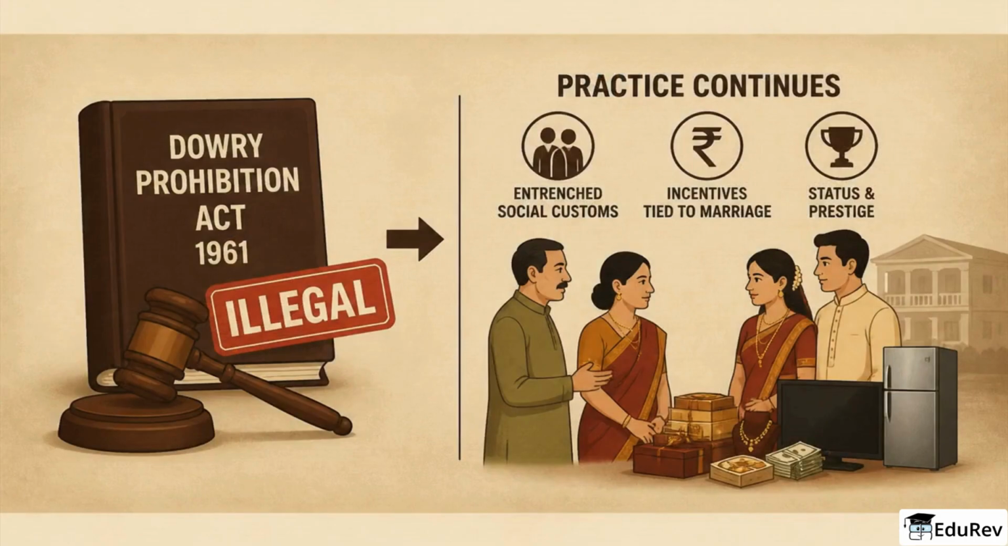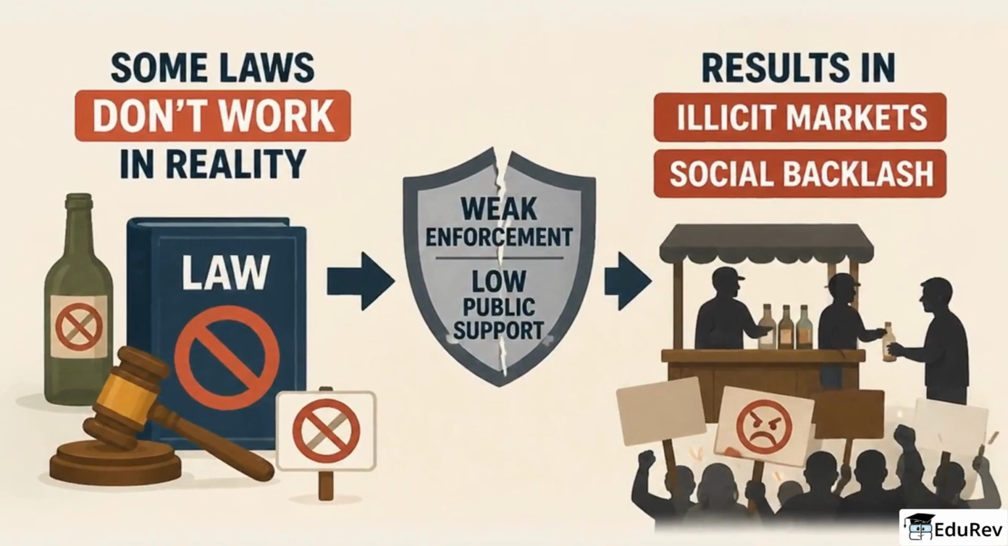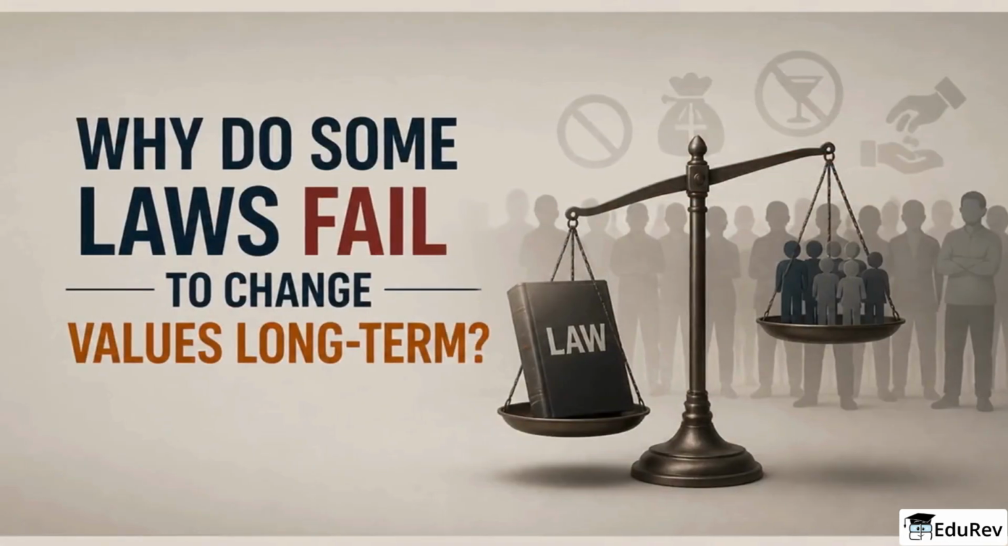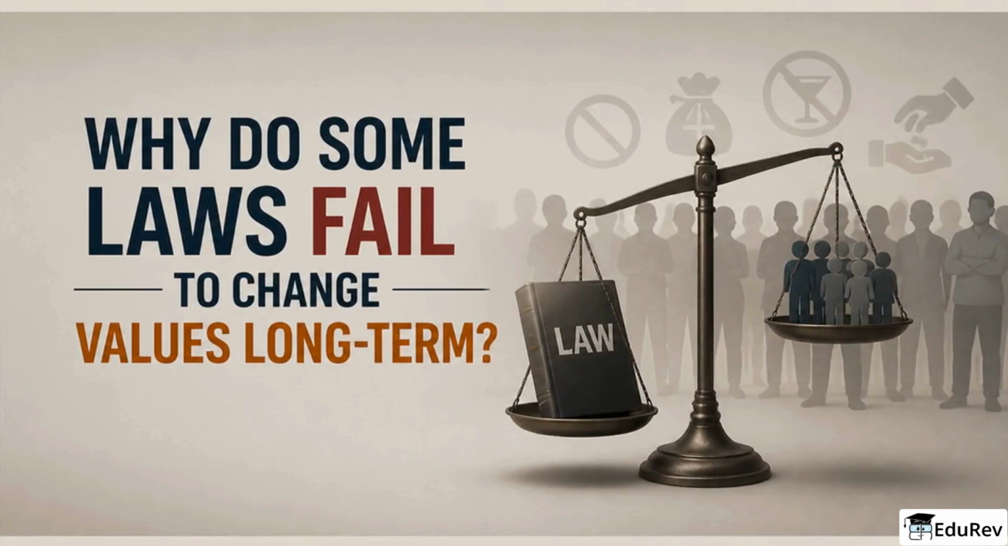The Dowry Prohibition Act of 1961 made dowry illegal. But the practice continued due to entrenched social customs and incentives tied to marriage and status. Similarly, prohibition laws and certain beggary statutes often failed where enforcement and public support were weak, creating illicit markets or social backlash instead. Why do some laws fail to change values in the long run?